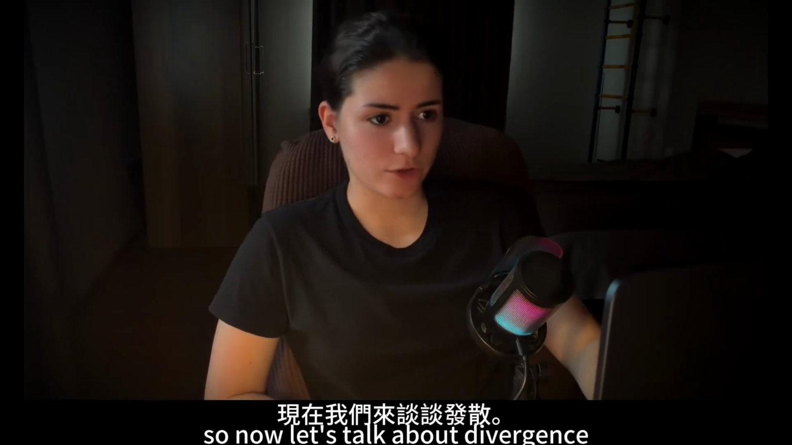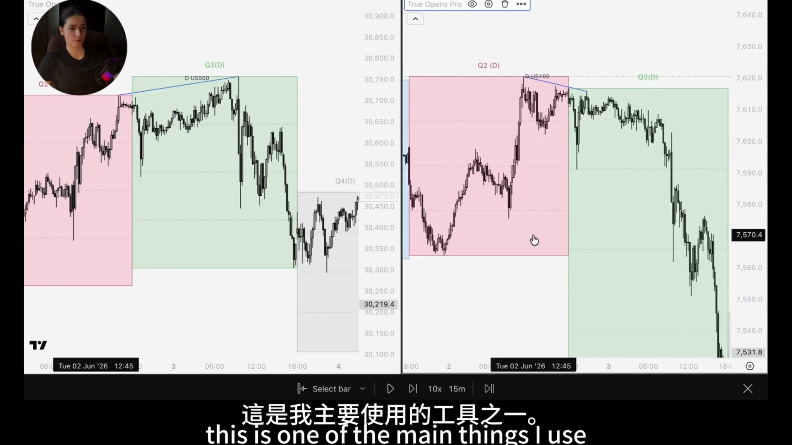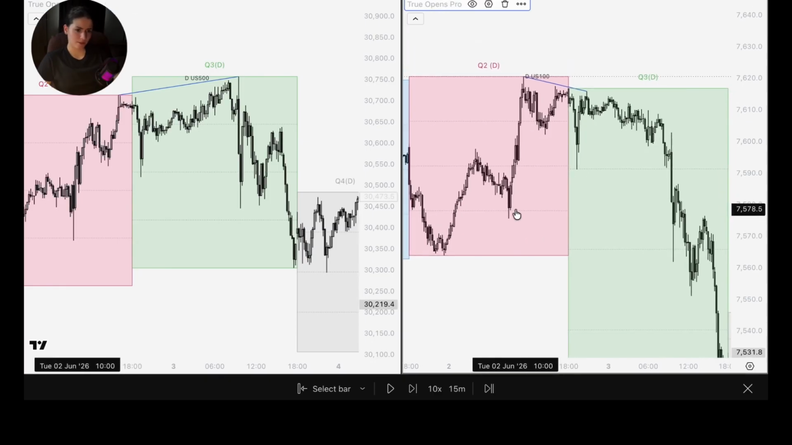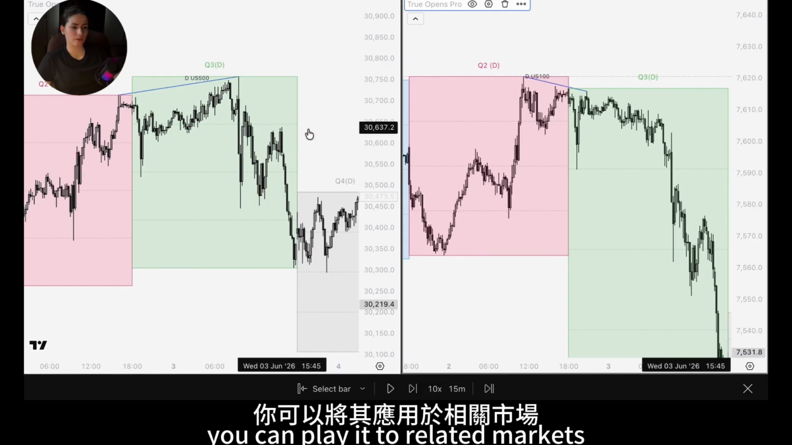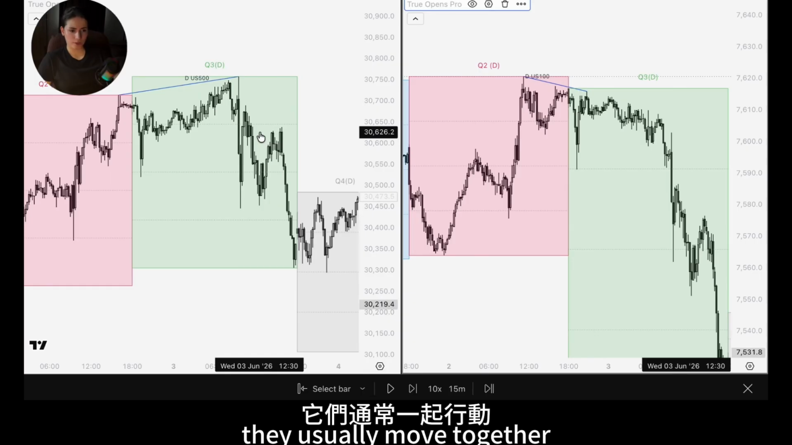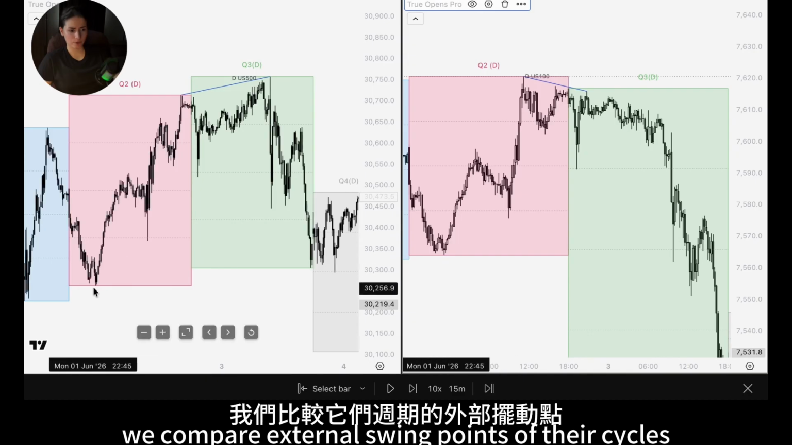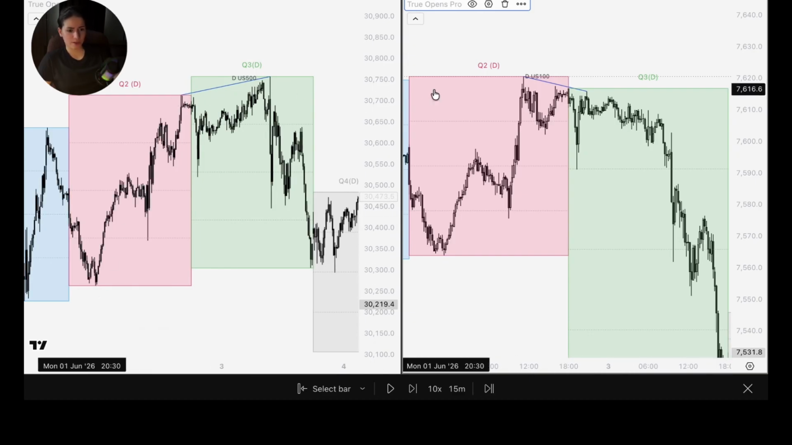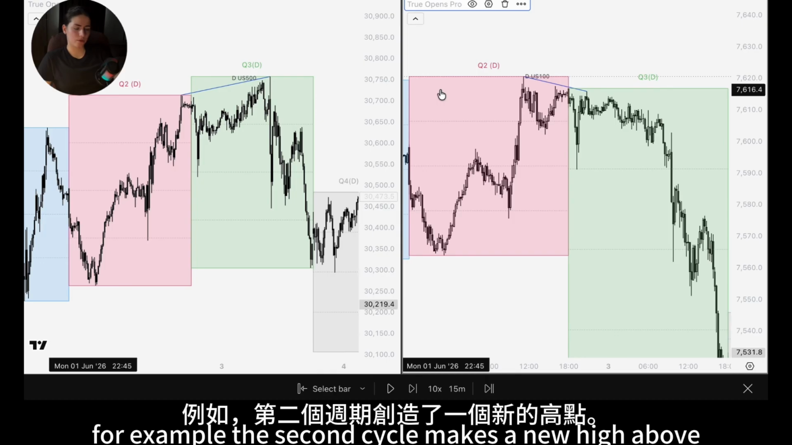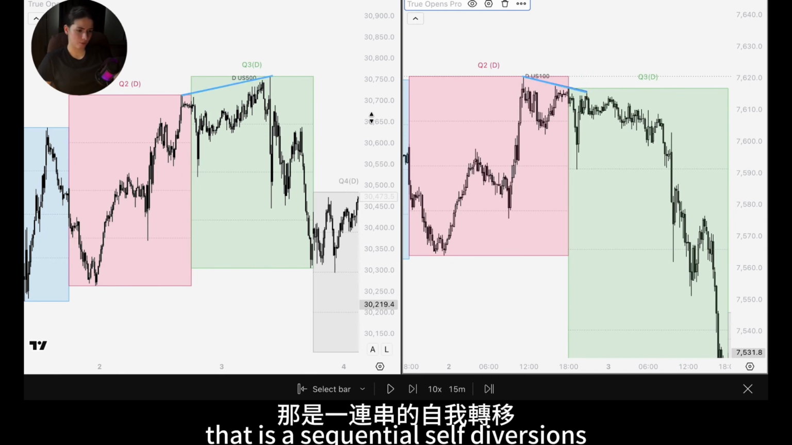So now let's talk about divergence, sequential SMT divergence. This is one of the main things I use to confirm my entries. Let me explain it simply. You compare two related markets, for example Nasdaq and S&P. They usually move together. But here we don't look at every swing. We compare external swing points of the cycles, one cycle to the previous cycle. For example, the second cycle makes a new high above the previous cycle's high, but the correlated asset doesn't make the new high. That is a sequential SMT divergence.